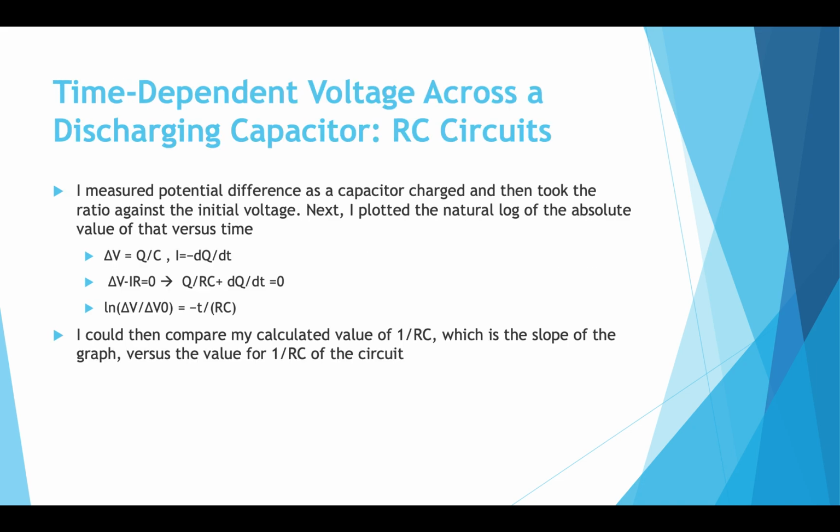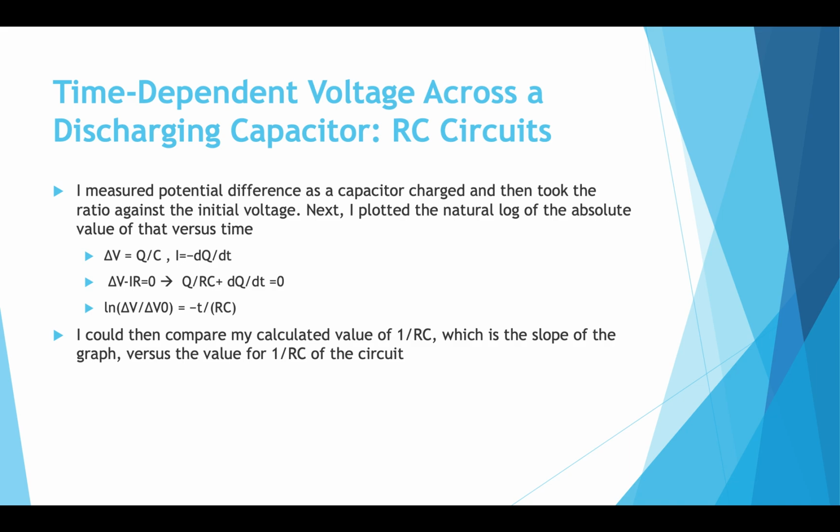For the time-dependent voltage across the discharging capacitor section of the lab, I measured the potential difference as a capacitor charged and then took the ratio against the initial voltage. The formulas are on the screen, and you can see how the natural log formula was derived from the original equations in the first dot. I plotted the natural log of the absolute value versus time, and that's shown on the next slide.